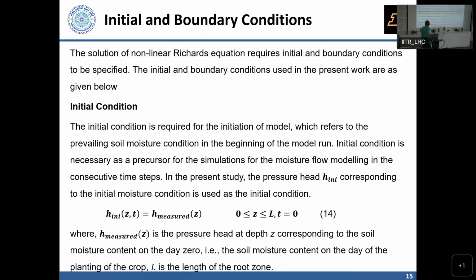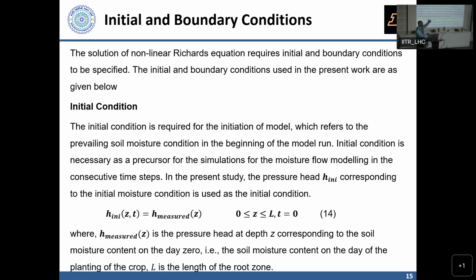Because we know that the governing equation is an unsteady state solution, we need an initial condition and boundary conditions to solve it. The initial condition is basically what we give, either the moisture contents or the pressure heads, because maintaining moisture contents is much easier. So we get the moisture contents and convert them into heads by using the van Genuchten relationship.